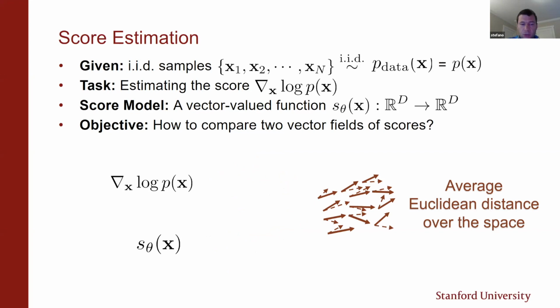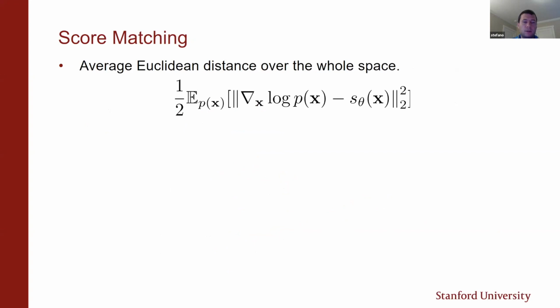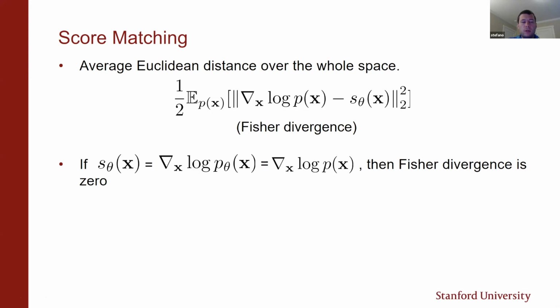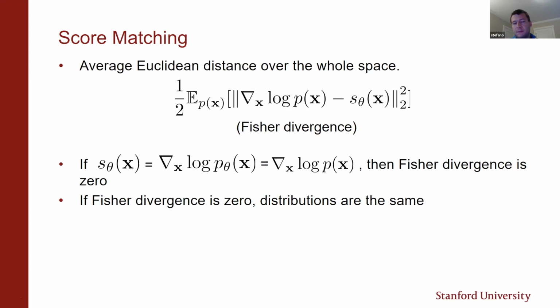So we're going to average over the whole space with respect to the data distribution the difference between the true score and the estimated one at every point in space. And this is called the Fisher divergence. And it has good properties. If our score is correct, so at any point it gives us the right direction, then the Fisher divergence is zero. And if the Fisher divergence is zero, then the distributions are the same, more or less. Which means that it's a reasonable objective to learn a generative model.